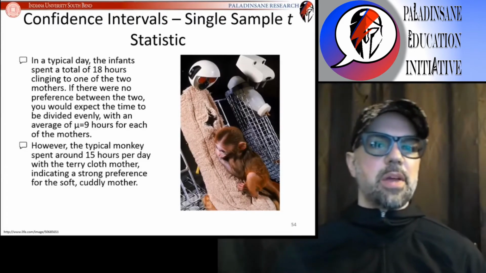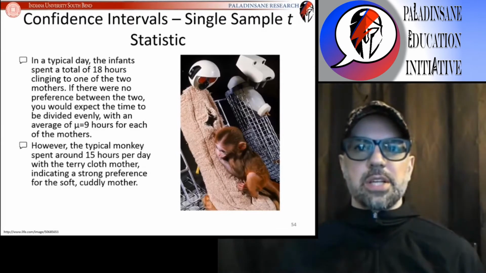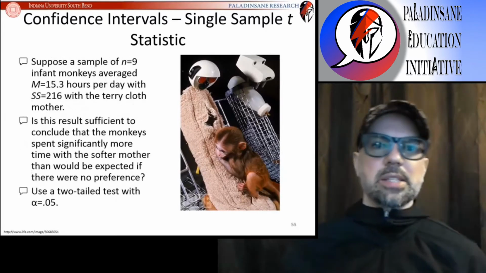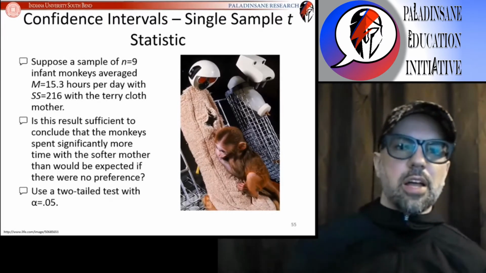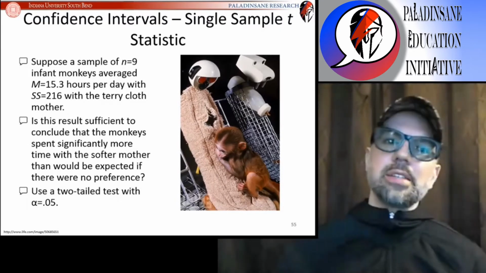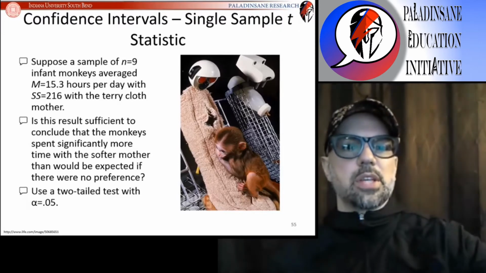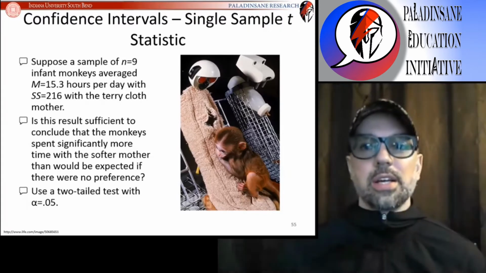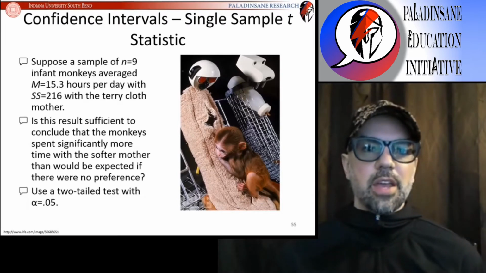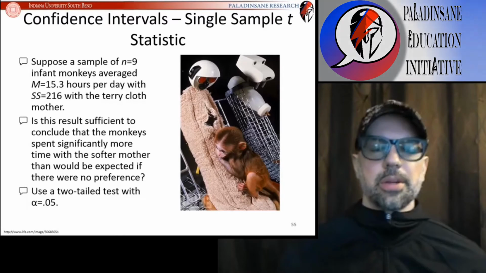However, the typical monkey spent 15 hours per day with the terry cloth mother, indicating a strong preference for the terry cloth mother. We looked at a sample of 9 infant monkeys that averaged 15.3 hours per day with the terry cloth mother, and we've already analyzed this. Is the result sufficient to conclude that the monkeys spend significantly more time with the softer mother than would be expected? Yes, they do. We have already done that t-test. We've already found that it's significant.